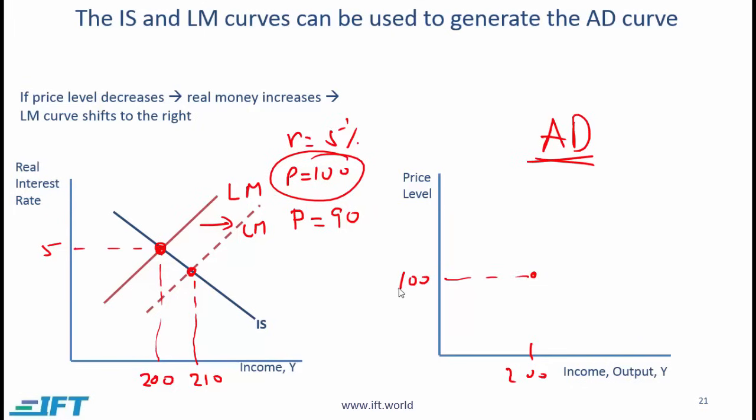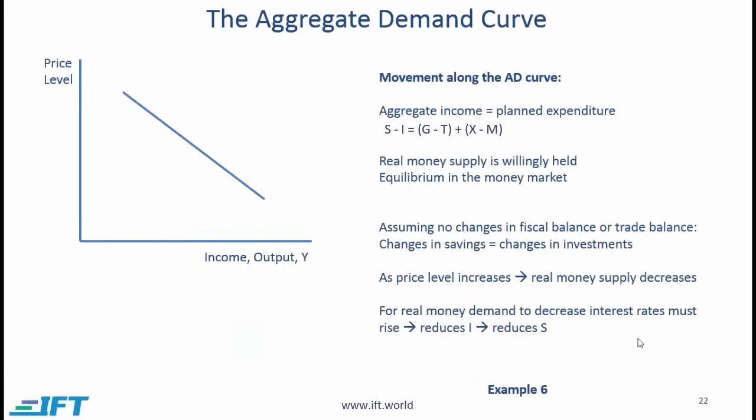Then when the price level came down, so it came down from 100 to 90, what happened to income? Income went up to 210. So we come to this point over here, which is 210. So notice that the aggregate demand curve is downward sloping, and we have used the IS-LM model to demonstrate this downward sloping aggregate demand curve.